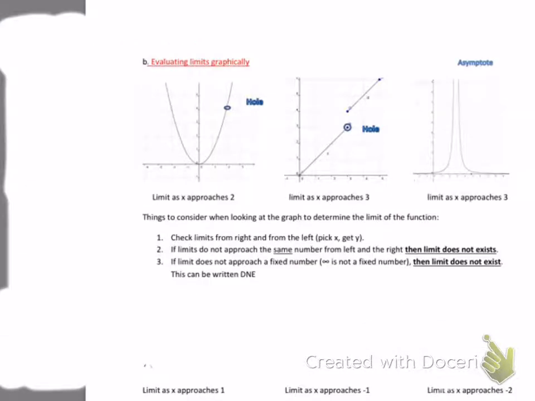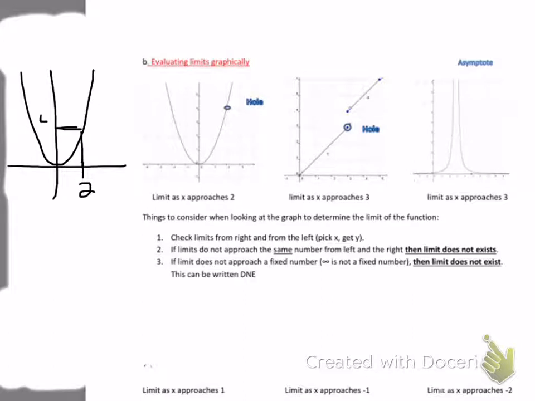Okay, on this page, we're going to analyze it graphically, and I'm going to ask you to squeeze in one more graph in the corner over here. And this is a graph with no issues. So it's just a plain old parabola, and what we'll do is we'll find the limit as x approaches 2 graphically.